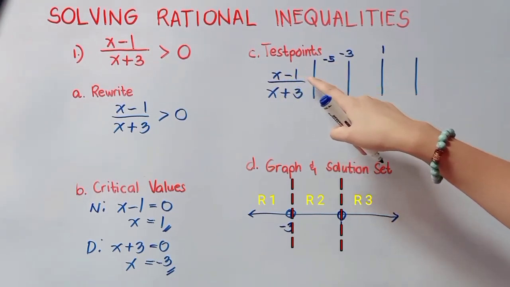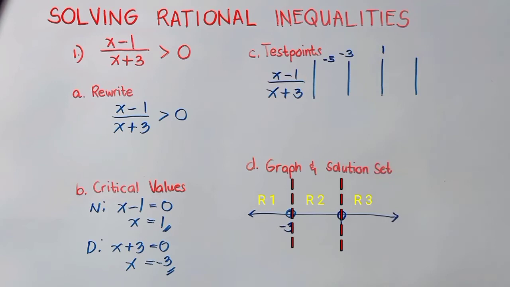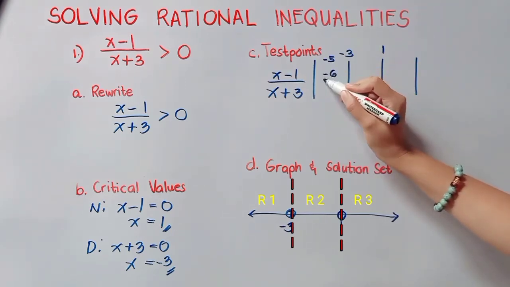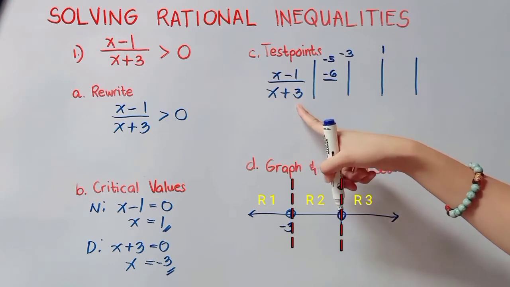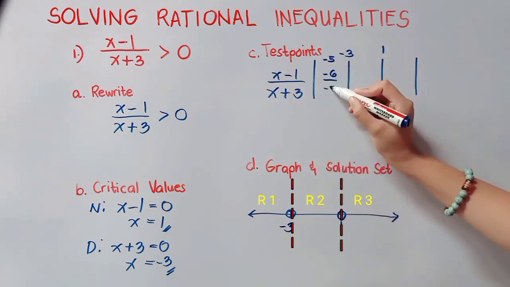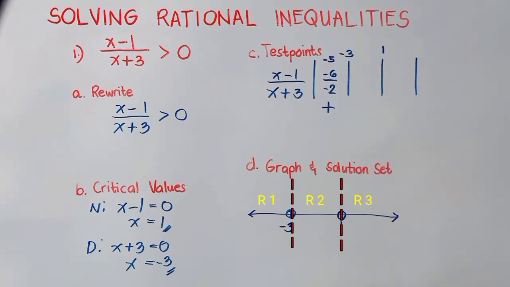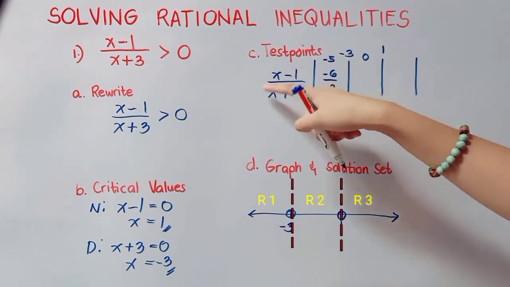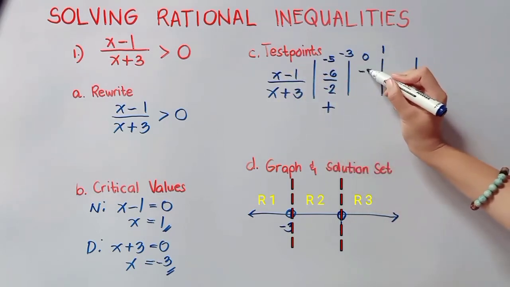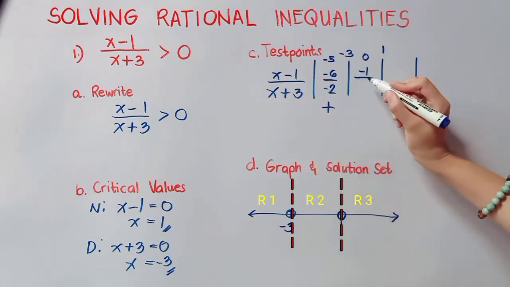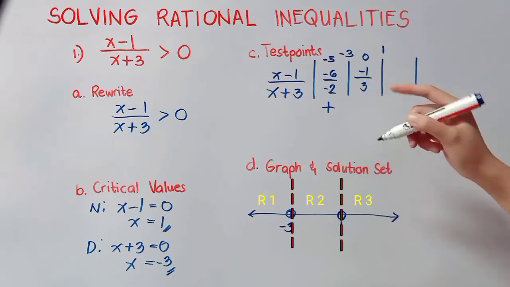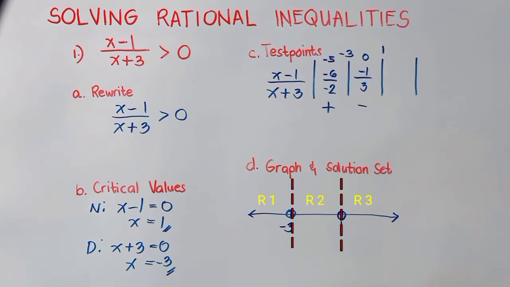So negative 5 will be substituted in our given. So negative 5 minus 1, same sign, add. So that's negative 6. And then negative 5 plus 3 is negative 2. Negative divided by negative will result to a positive answer. Next is region 2. Think of a number in between negative 3 and 1. I will be choosing the easiest one, which is 0. So 0 minus 1 is negative 1, all over 0 plus 3 is 3. Negative divided by positive will result to a negative answer.